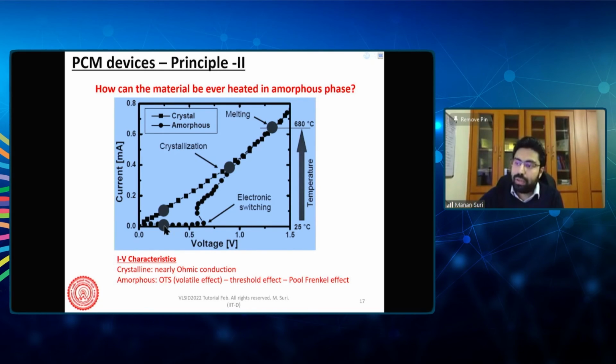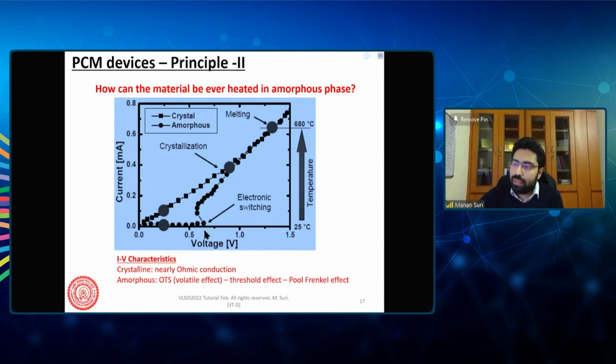So the key here, while starting from the amorphous state, is a special phenomenon known as OTS, or Ovonic threshold switching. What happens in Ovonic threshold switching is that even while staying in the amorphous state, the material, after a certain critical field, suddenly becomes conductive. This is also known as a snapback effect, because the current curve is snapping back. You can see over here that in the amorphous state, initially the current is very low as you apply stimuli to the device, and then suddenly there is a shoot up of current.